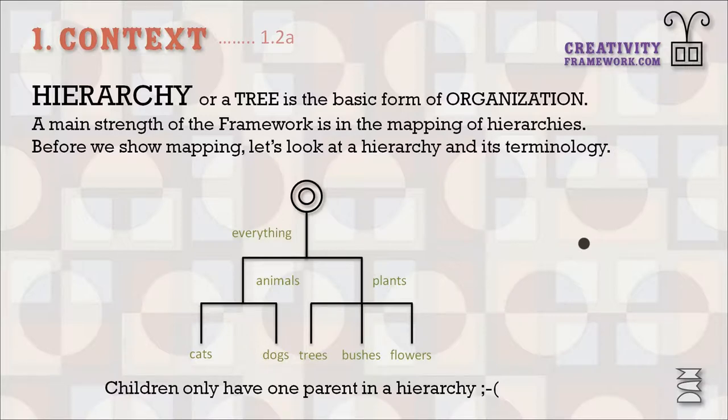And, you know, we're all down here at the bottom and your boss, they're the ones with the money and the power, right? Some people don't like the word hierarchy, but if you turn it upside down, it's called a tree, and a tree is nice. It's also the basic form of organization. So a main strength of this hierarchy is showing you the mapping of hierarchies, how we can view them in different ways, because when we view them in different ways, things start making sense.